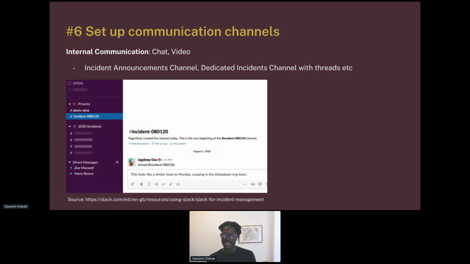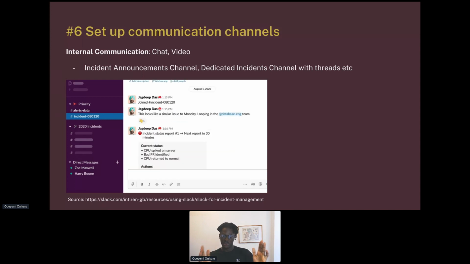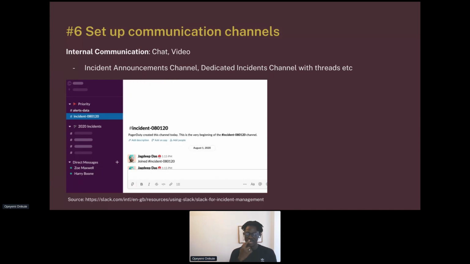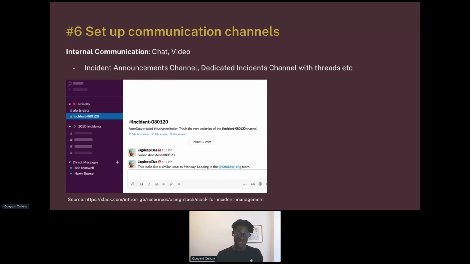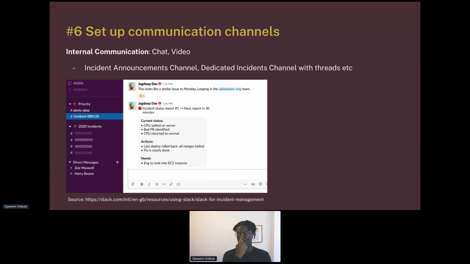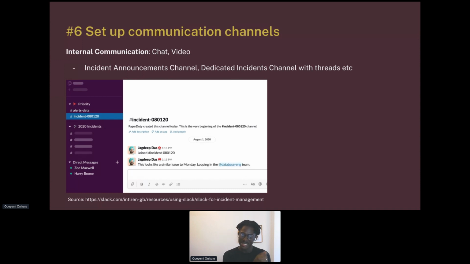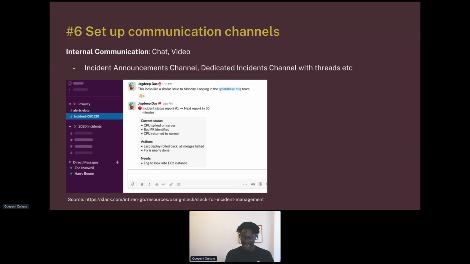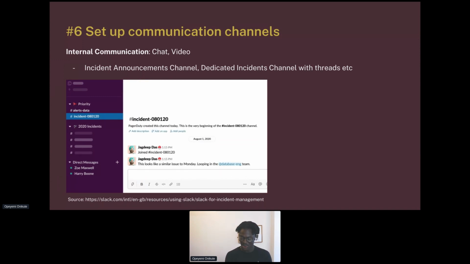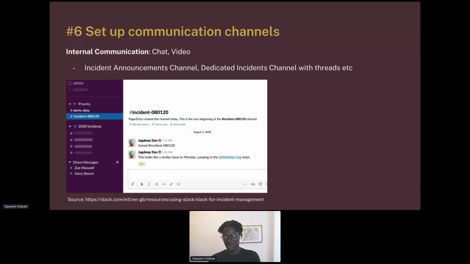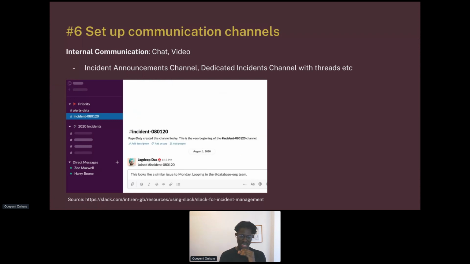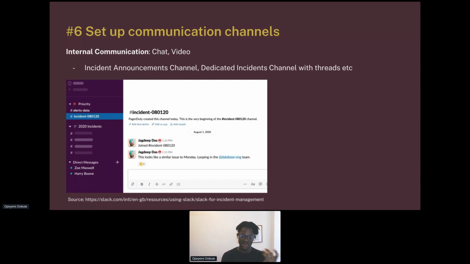My recommendation for chat is to, first of all, have a room called the incident announcements room. This is where people can subscribe to see, yes, an incident is happening. So whenever a message is sent to that room, an incident has been declared. And then inside the incident announcements room are individual links to individual chat rooms as well. So each incident should have a dedicated chat room.